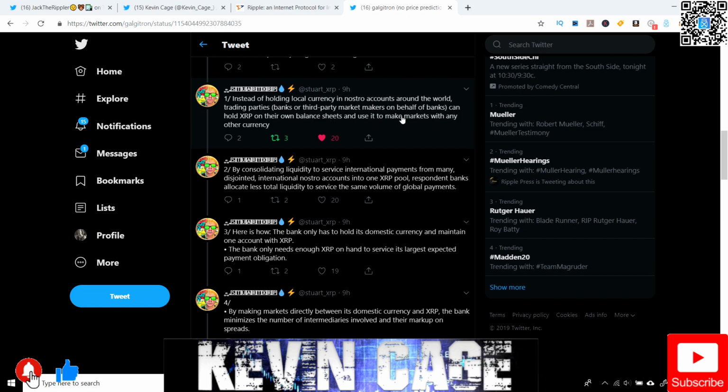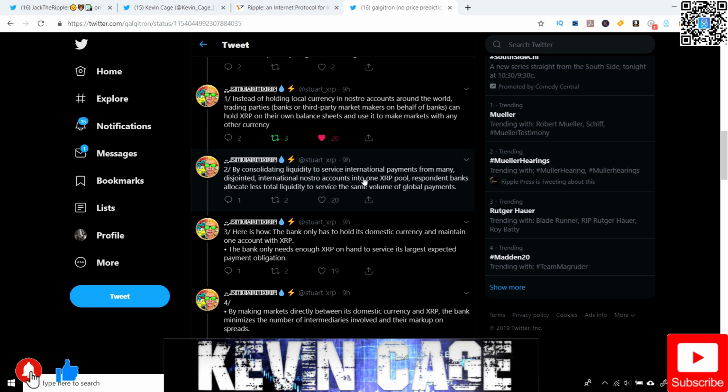So right here, Stuart XRP: Instead of holding local currency in Nostro accounts around the world, trading parties, banks or third-party market makers on behalf of banks can hold XRP on their own balance sheets and use it to make markets with any other currency. By consolidating liquidity to service international payments from many disjointed international Nostro accounts into one XRP pool, respondent banks allocate less total liquidity to service the same volume of global payments.